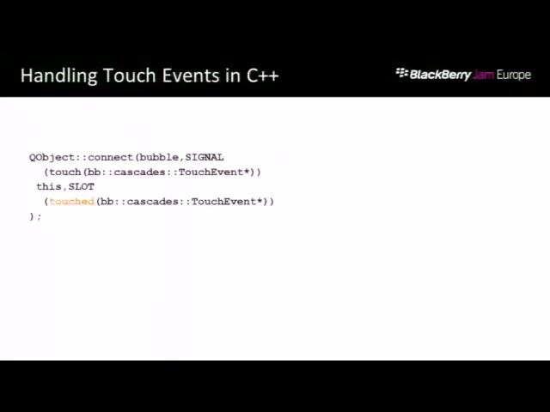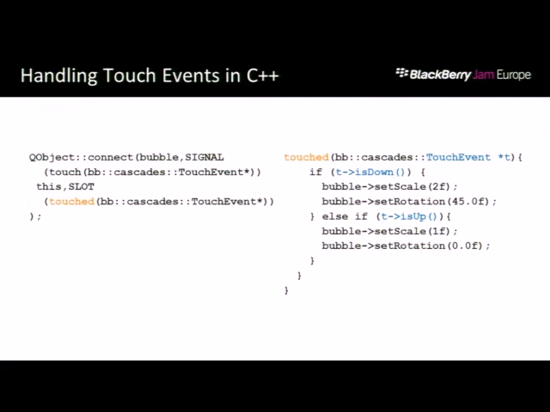In C++, if you would like to do this in C++, you do the same thing. It just gets to be a little bit more code. What you do is you connect the touch signal. This is using signals and slots from Qt. You connect the touch signal to a function that you will declare later, in this case the touched function. And the function looks like this. Again, you just check, is it down or is it up? You set different properties on it.